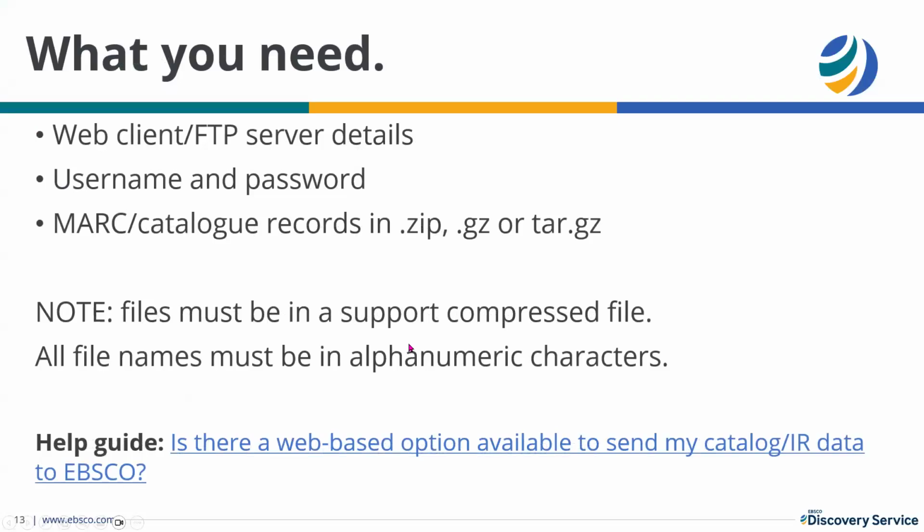So if we were using a manual load, this is an example of using a web client. And generally what would happen is EBSCO would send to you your username and a password. The username is usually the catalog code. It will start with cat and a sequence of characters at the end. And then we would give you this password. Our MARC or catalog records will be available in zip, GZ, or tar-GZ, and the files must be in a compressed file. So there is a great help guide around using the web-based web client version to send your catalog or institutional repository data through to EBSCO.